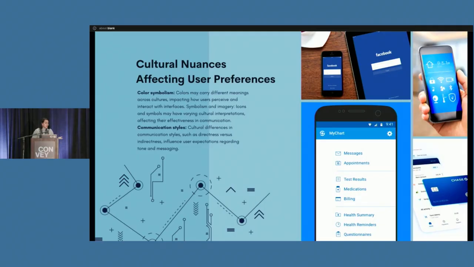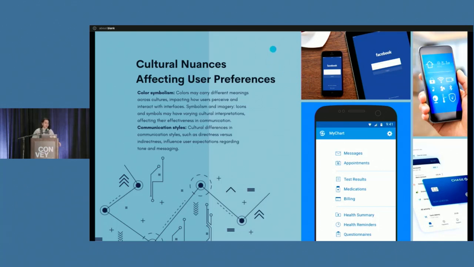Then we will talk about cultural nuances, right? We had an understanding of how cultural norms impact the user preferences and decision-making. Now we're going to talk about how colors, symbolism, communication, and style also impact user preferences. Again, it's not a surprise, I started the talk with this, but colors have different meanings in different cultures. So the user perception changes based on where they're from.